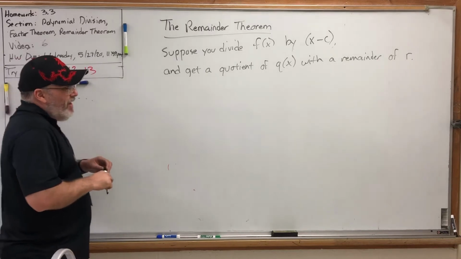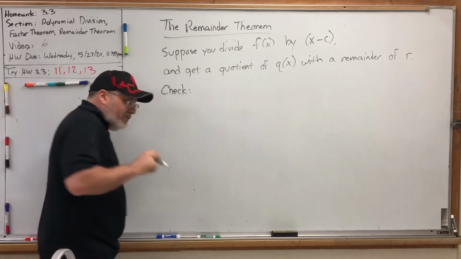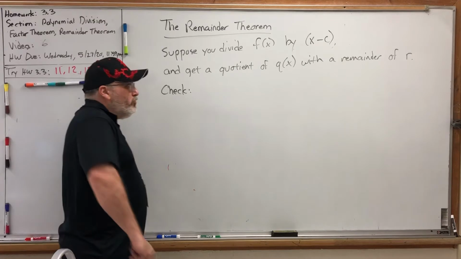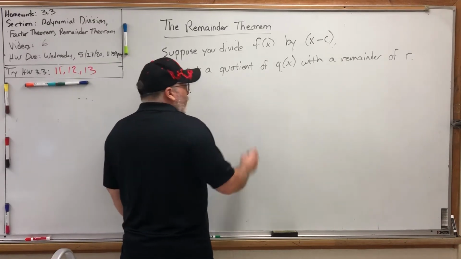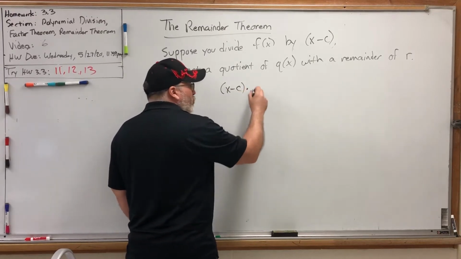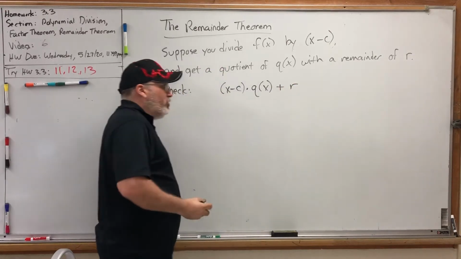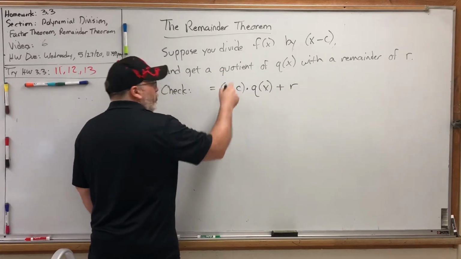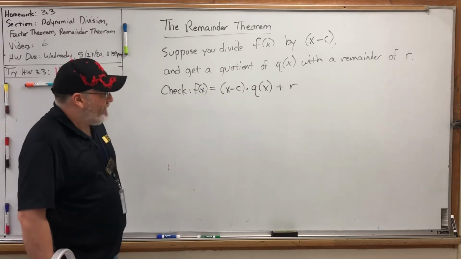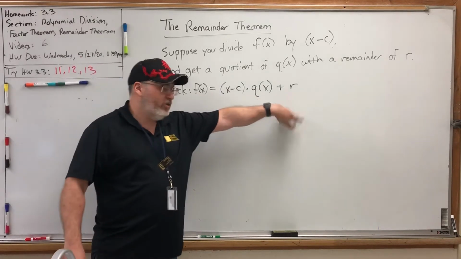So if we got that, how would you check this? At the end of the previous video, we literally just did an example of checking the answer to a division problem. You check the answer to a division problem by multiplying what you divided by, so x minus c, times what you say the quotient is, and then add the remainder. And if it's the correct answer, the result should be the original dividend. So in other words, the checking statement here would be to show that f of x was equal to x minus c times the quotient plus the remainder.